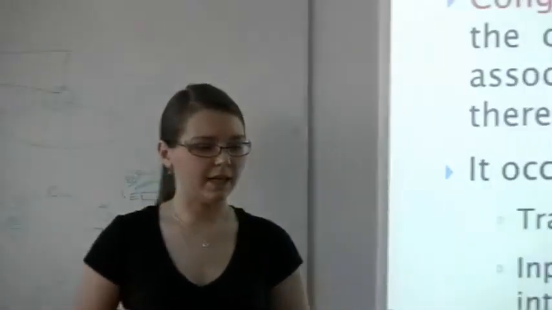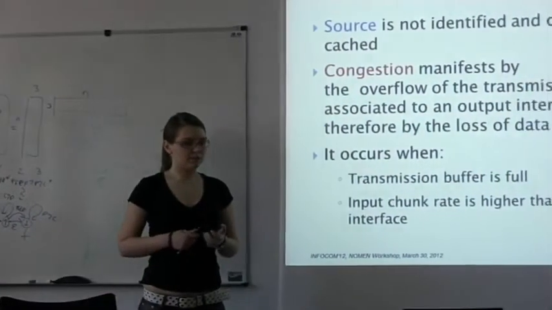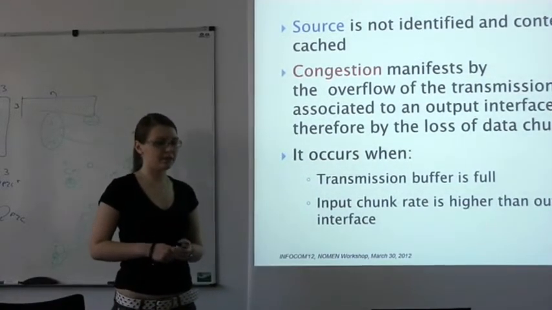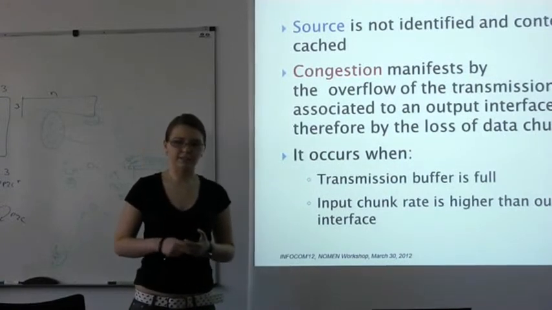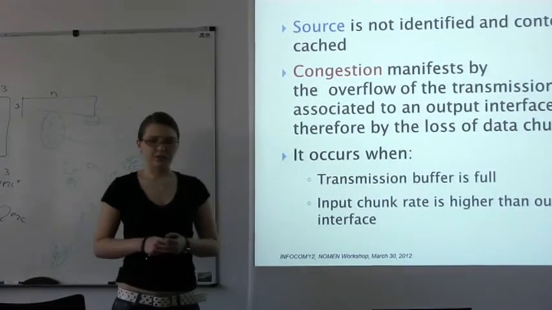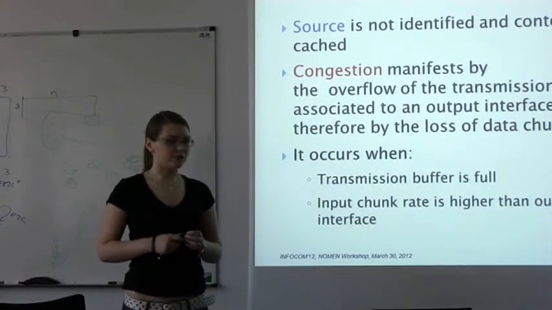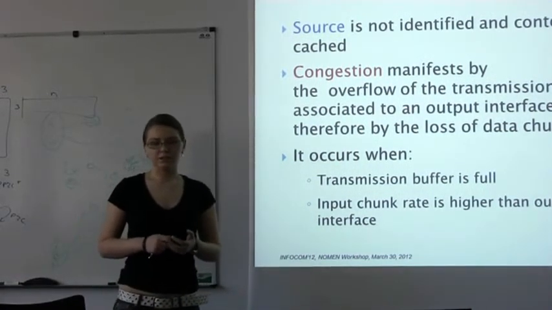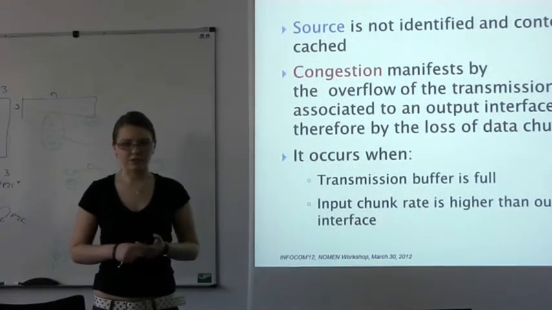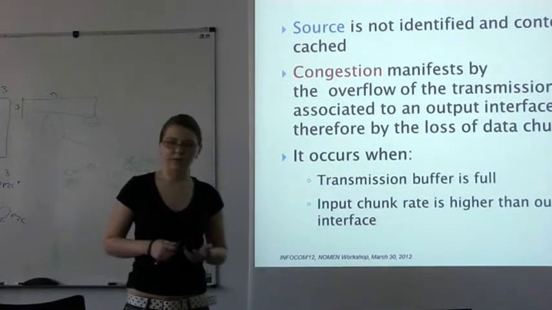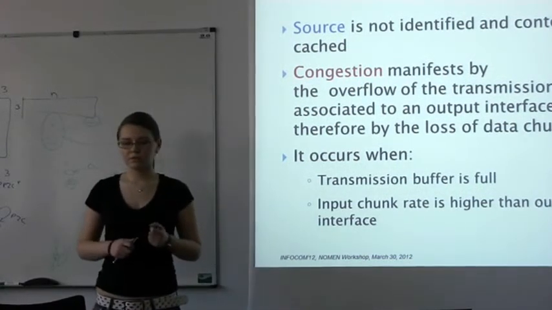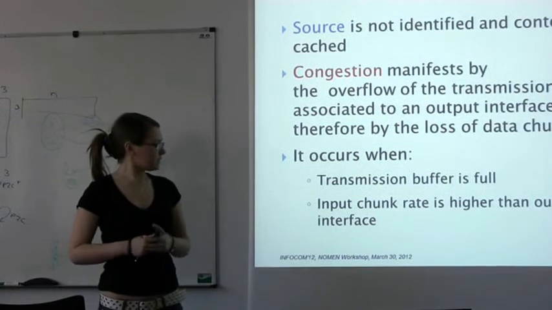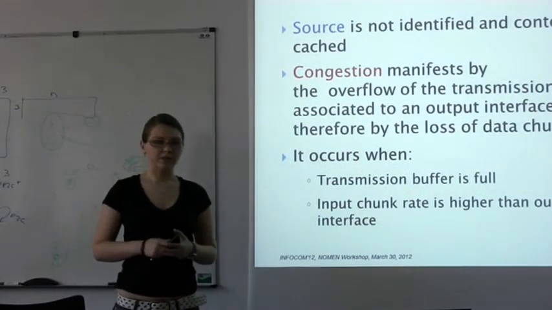What about traffic control in CCN? As I said before, every node has a cache, and so the source cannot be identified, and content is cached. We define the congestion as a situation of overflow of the transmission buffer associated to an output interface, and this situation leads to the loss of data chunks. Why does it occur? There are two reasons for it. It occurs when transmission buffers fill, and if the input chunk rate is higher than the output rate of the interface.